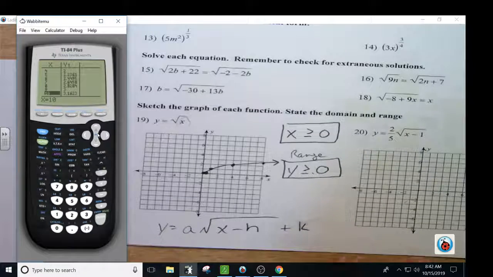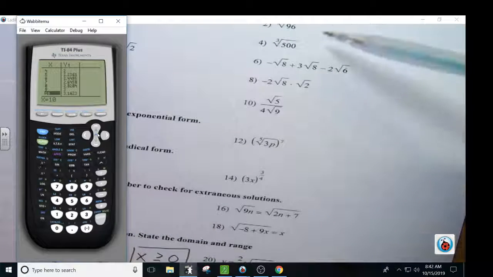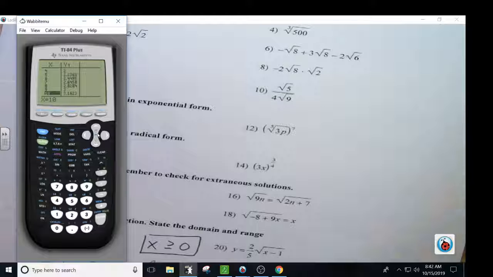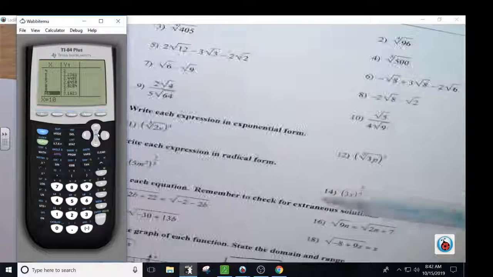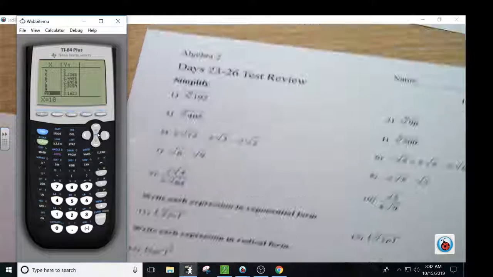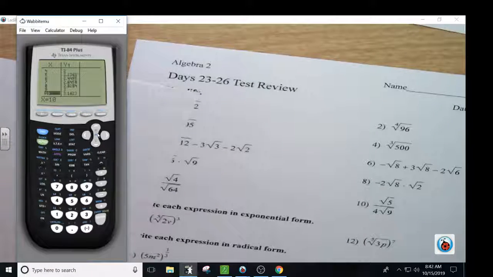Okay, guys, what I'm going to do, I'm going to take this as a completion and accuracy grade. I'm going to go print the key off. When you get done with 2 through 20, I want you to bring it to me and let me check it. You've got all these examples. And I'm going to check for correctness on 2 through 20, the evens. Okay? All right.